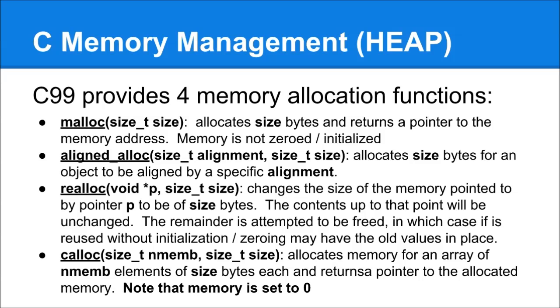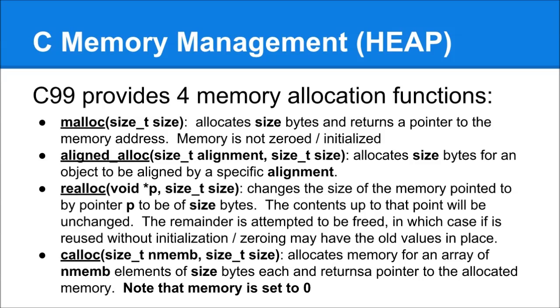aligned_alloc is pretty rare; most people don't see it. realloc is actually quite common, and calloc is quite common too. malloc basically takes in a size and returns a pointer to a memory address of that size, if it's able to allocate it. aligned_alloc allocates the same thing but has an alignment specifier, and I'll cover alignment next.